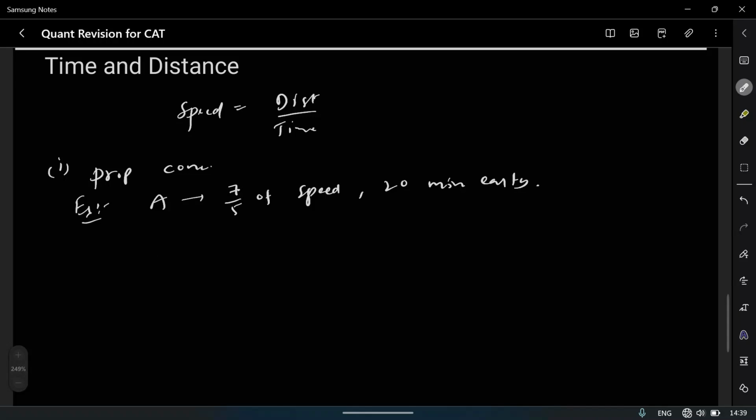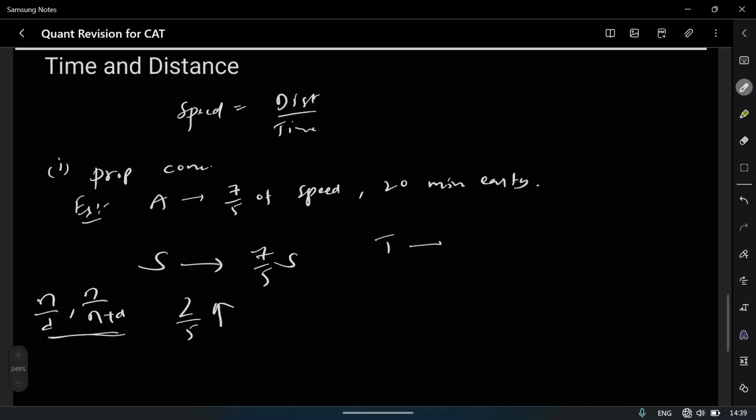So here, let S be the original speed. S becomes 7 by 5 of S, right? So that means 2 by 5 is the increase. We have discussed this concept of n by d and n by n plus d. If you remember, this is the first video which I have posted. Since speed and time are inversely proportional, when speed increases by 2 by 5, time should decrease by 2 by 2 plus 5, which is 2 by 7.